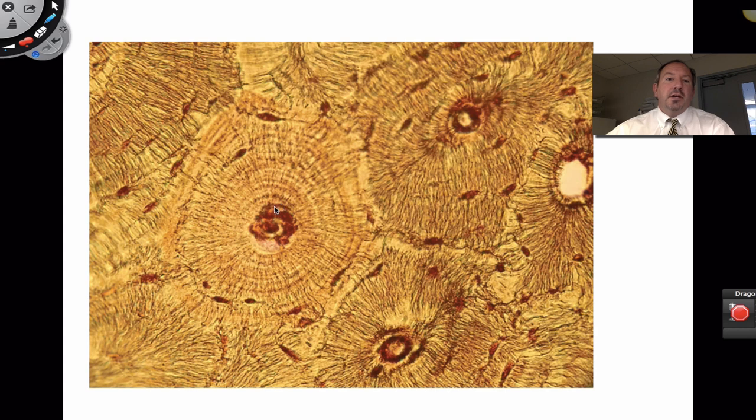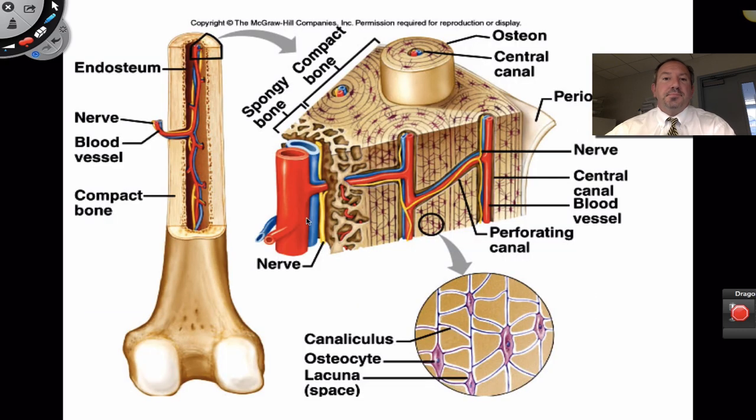And so when you look at compact bone, you see these circles or these units called osteons, and there's a big canal inside where there's blood vessels and a nerve. And then these little black regions right here are the osteocytes. And so in between is what we were just talking about. In other words, that's where the mineral salts are and the protein.